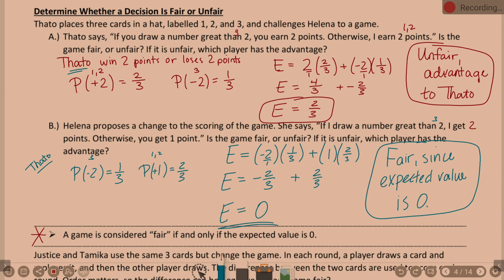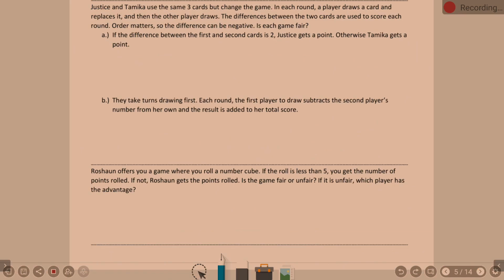Okay. Shall we talk about Justice and Tamika then? We don't have to. Yeah, we will. Okay, so, continuing on. Justice and Tamika use the same 3 cards but change the game. In each round, a player draws a card and replaces it, and then the other player draws. The differences between the 2 cards are used to score each round. Order matters, so the difference can be negative. Is each game fair?